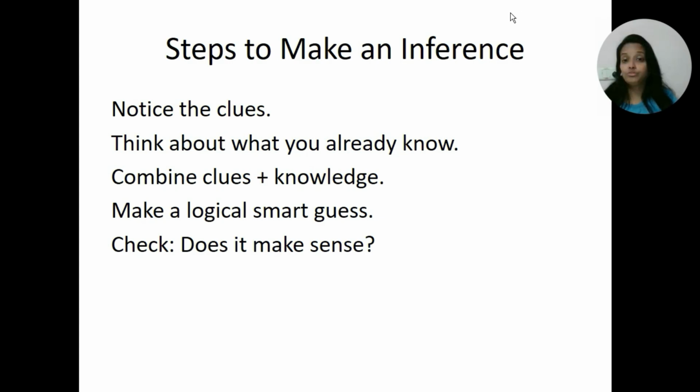And predictions, of course, inferring what will happen next. Dark clouds gathered, which means you can expect rain. Or sometimes theme or message, that means you have to infer the deeper lesson of a story. Two friends share everything. Maybe the theme is about friendship or generosity, right?